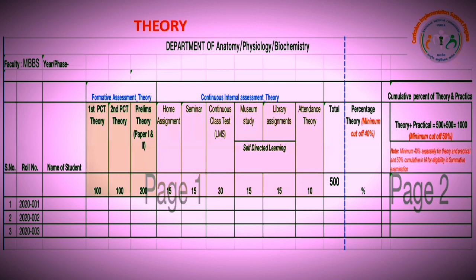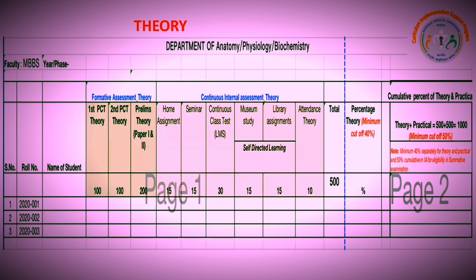See, if you compare this thing, now this is separate for theory, separate for practical. So the continuous class test will be dealing with the topics of theory, you know. Dissection, vivas, etc., they will not be there. The theory part will be tested here. That is what I feel.